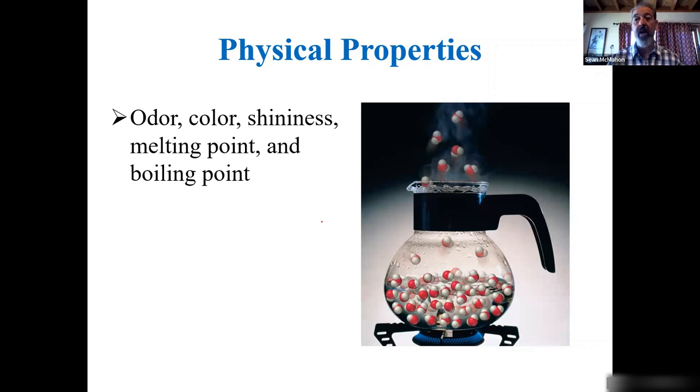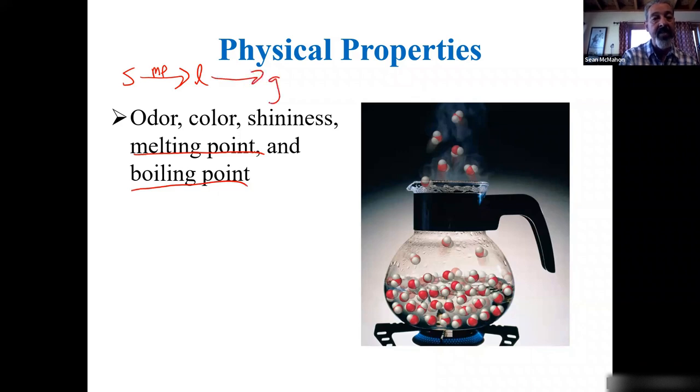So what are physical properties? Think of your physical senses, odor, color, but really what I think is really important are the melting point. So when does it go from a solid to a liquid? That's your melting point. And then your boiling point is when it goes from a liquid to a gas. That's your boiling point. The other physical property that I think is very important, we already talked about, is density.